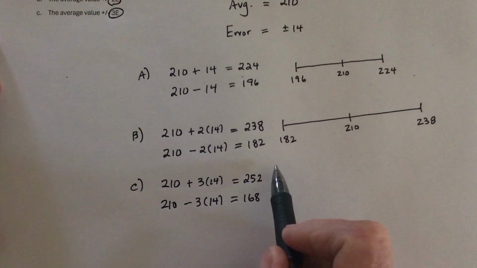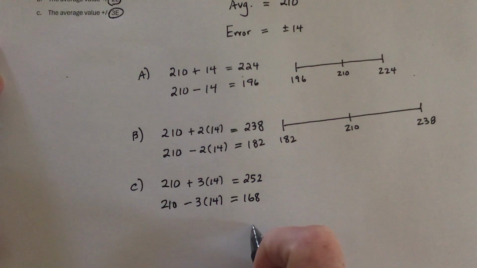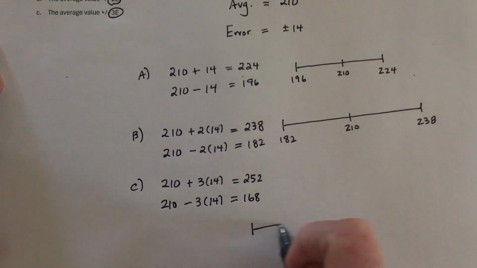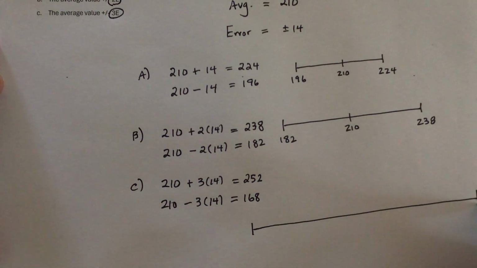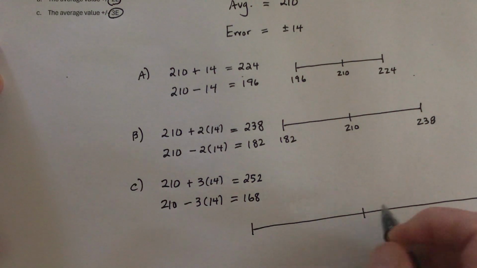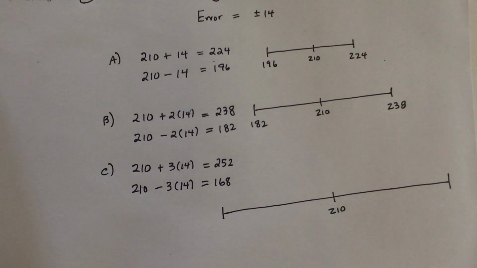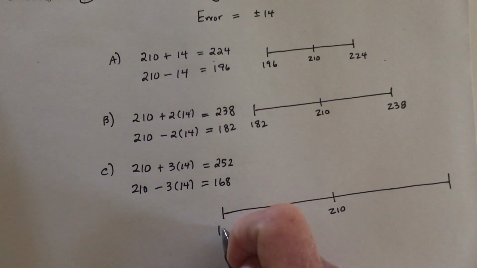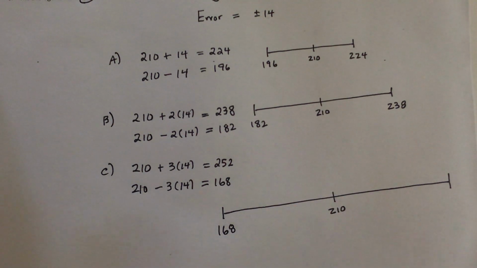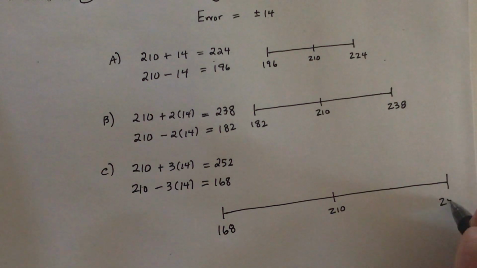And then I can't quite fit it in here because then the interval gets even bigger, so it goes from 168. So the 210 is the average, so that's still in the middle. And then this would be the smaller, could be as low as 168 or as high as 252.